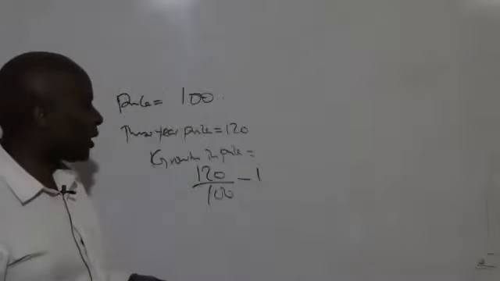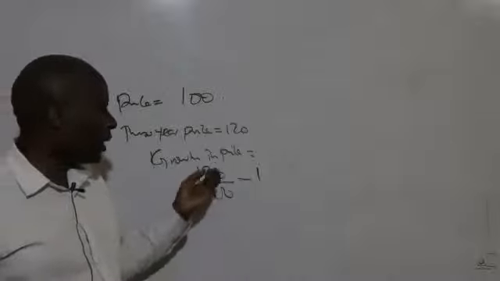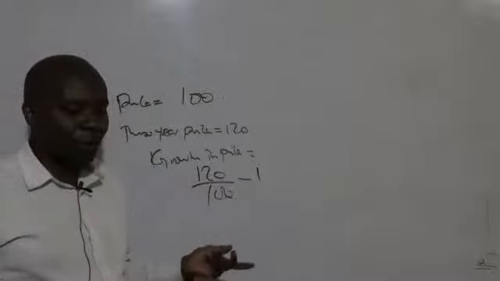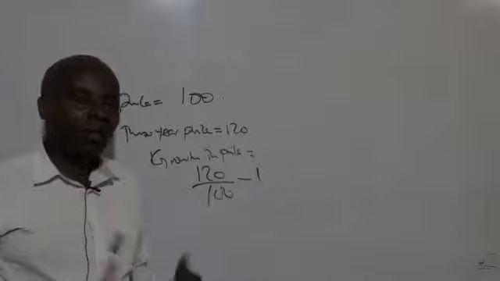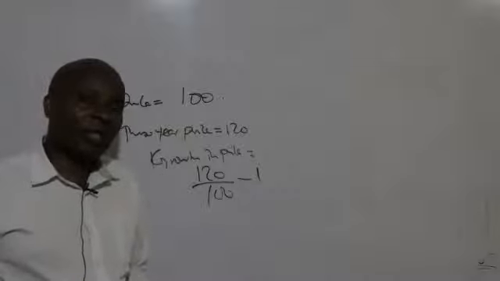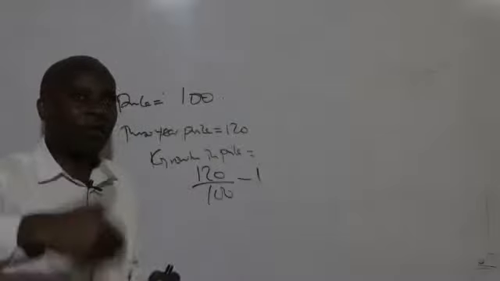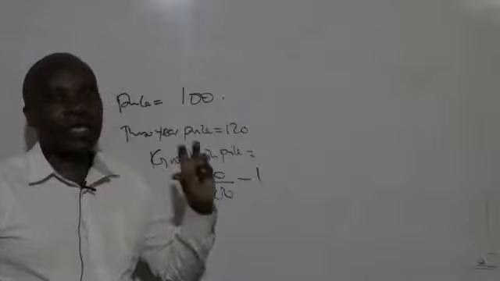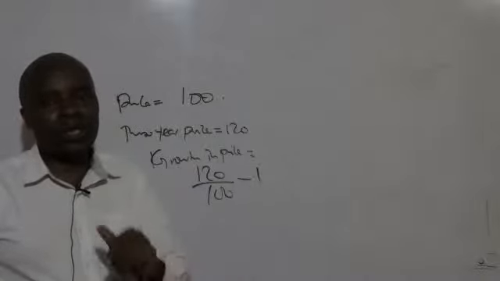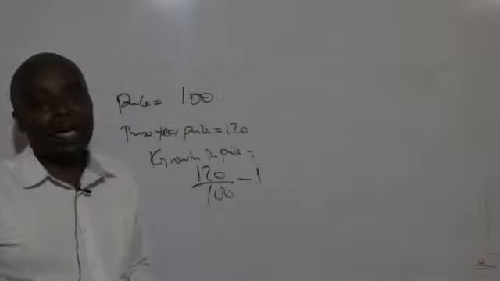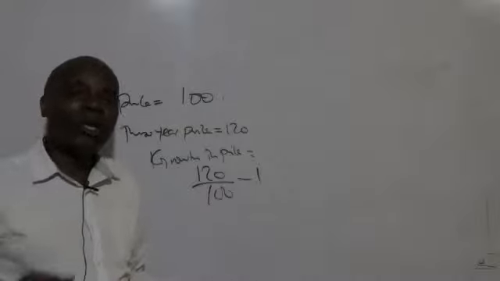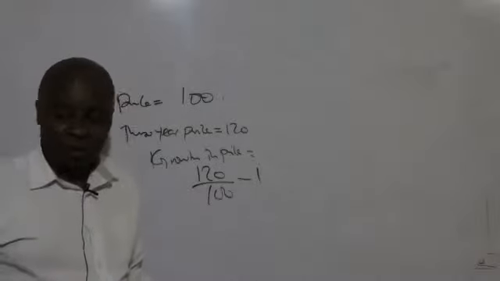So if you do that, you'll see the final answer is 1.2 minus 1, which is 0.2, the same as 20%. So the same case applies with our growth rate of dividends. Take the current dividend divided by the oldest dividend. Only that this time around we must take the nth root. But we have to deduct 1 at the end. If you don't deduct 1, you end up getting an answer which is more than 100%.